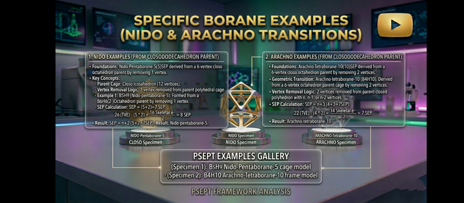If we look at the math, the skeletal electron pair calculation gives us 7 SEP. Since n is equal to 5, 5 plus 2 is equal to 7 pairs, confirming its classification as a nido cluster.